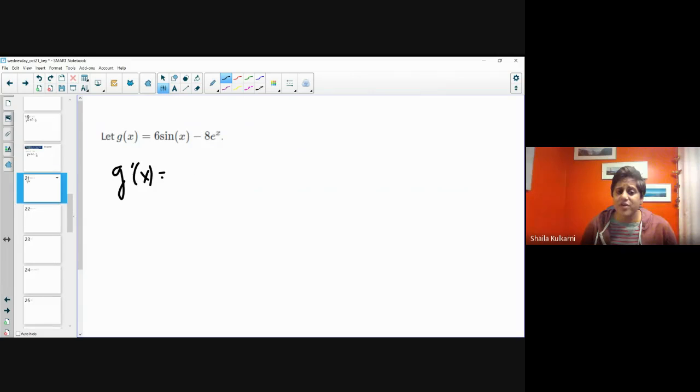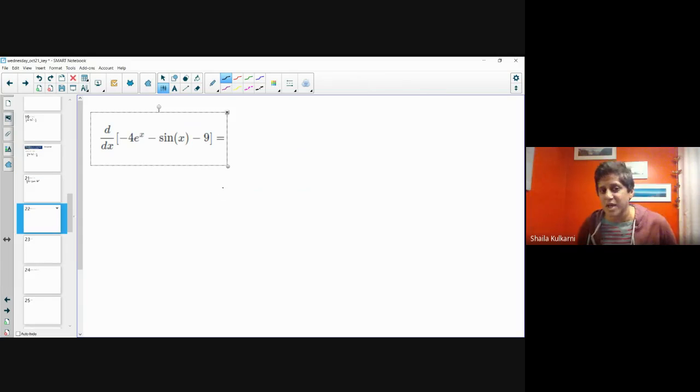What's the derivative of sine x? It's cosine x. What's the derivative of e to the x? It's just e to the x. It doesn't change. Do you notice my constant has just been kind of coming along for the ride here? I haven't really had to do anything with the constant, because if I used power rule or product rule, that constant would disappear. So negative 4 e to the x stays the same. Negative sine x. Well, the derivative of sine x is cosine x, and the derivative of negative 9 is 0.